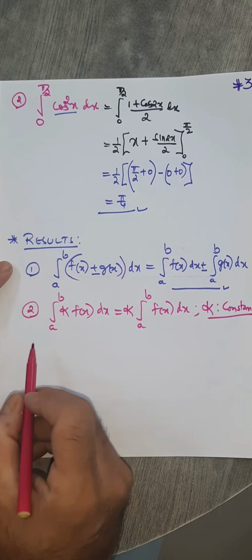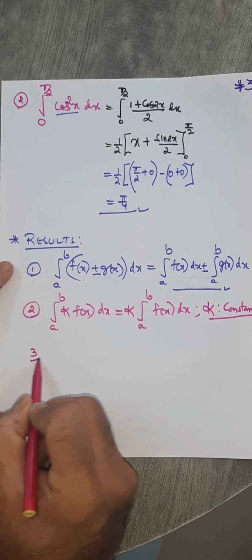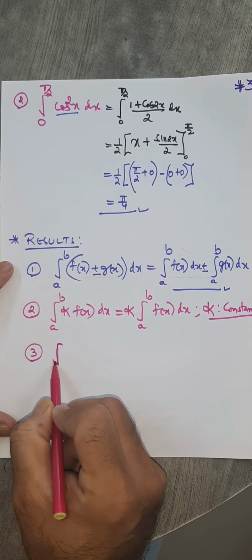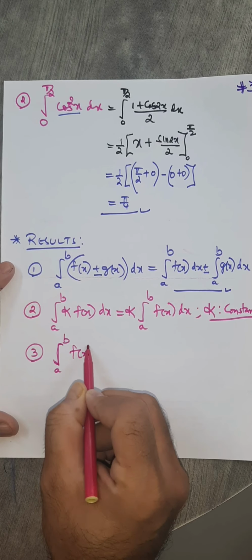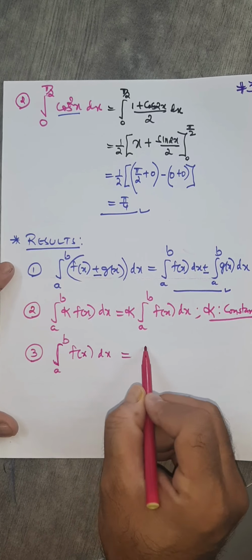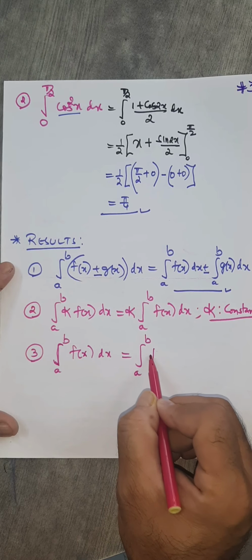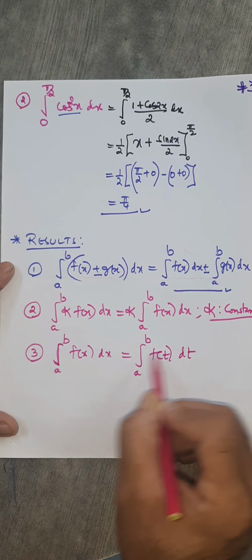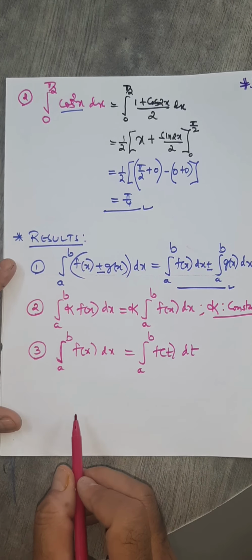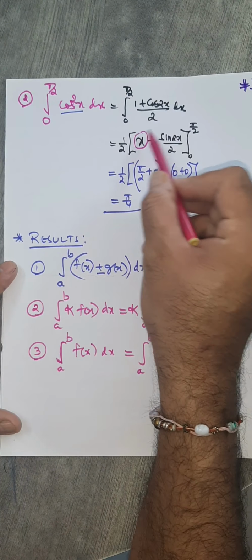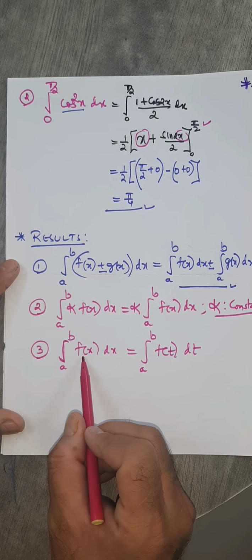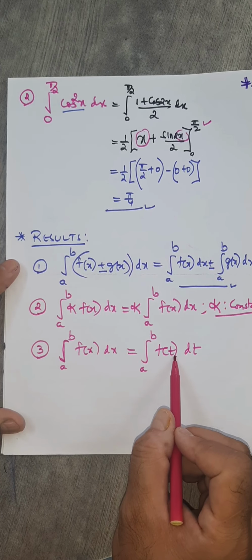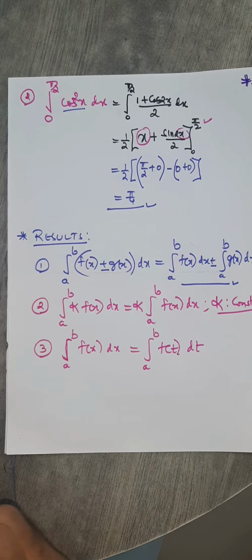Okay. Third, integral a to b of f(x) dx, and if I write integral a to b f(t) dt, then both will be the same, because here the variable is not important, because finally you are going to place the value of the variable. You can see it just depends upon the limit. So the integral over the variable x or over the variable t, both are always equal. The variables are not important in a definite integral.